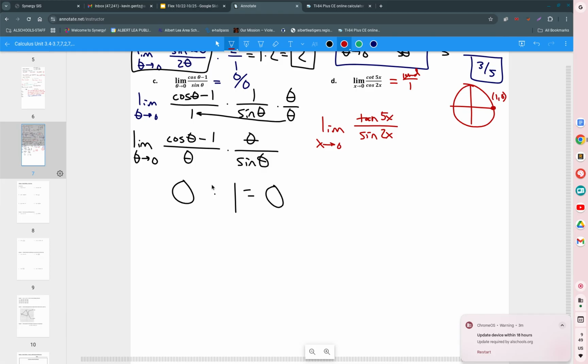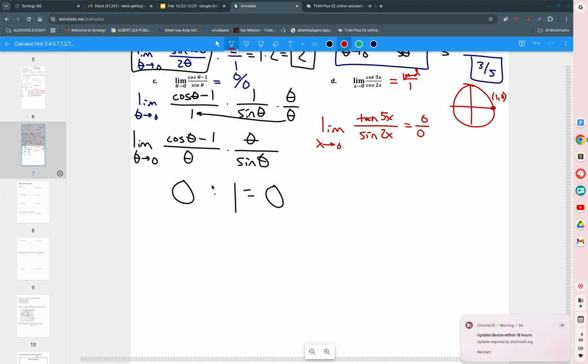We've already talked about it. What is the tangent of 0? Y divided by x would give you 0. And what is the sine of 2x, or sine of 0? Sine of 0 is 0. Yes, sine is the y value. And so we get 0 divided by 0, which is an indeterminate value.